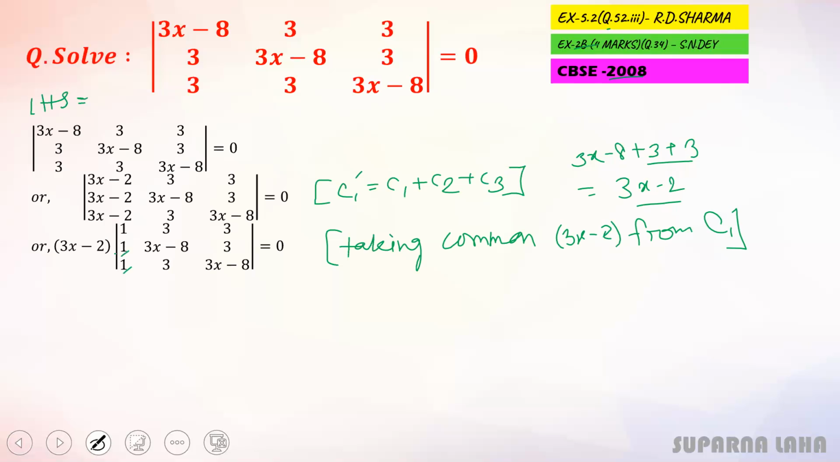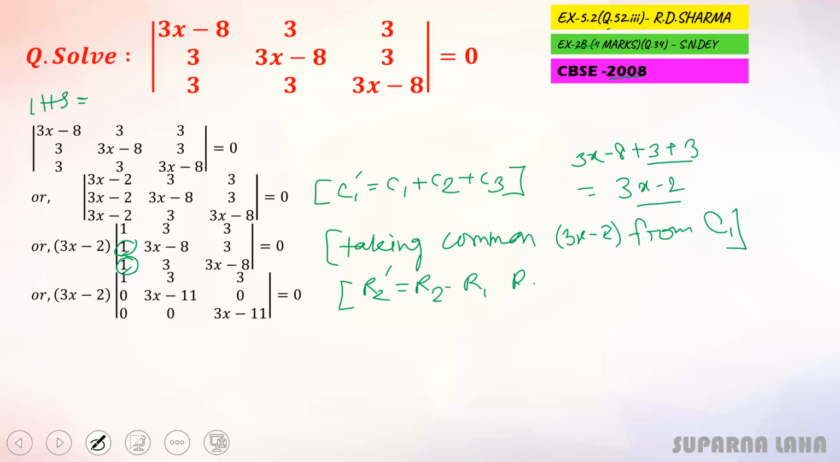So all the elements of column 1 should be 1. So make this element and this element 0. That means row 2 minus row 1 and row 3 minus row 1. So apply this operation. That is row 2 dash is given by row 2 minus row 1, and row 3 dash is given by row 3 minus row 1.